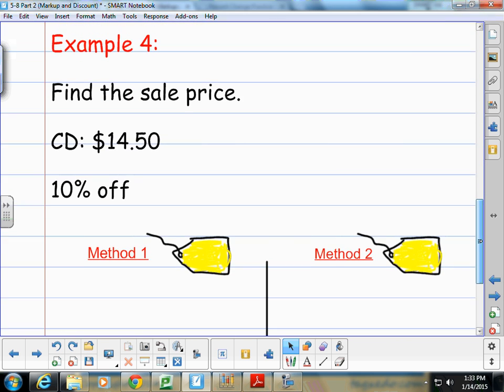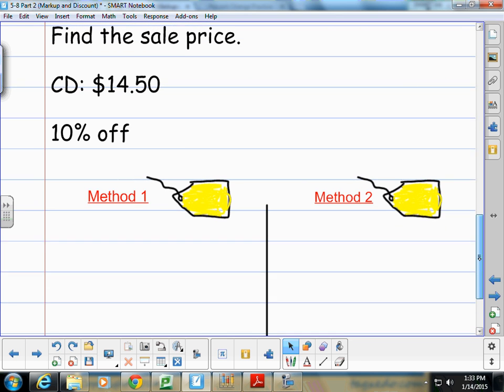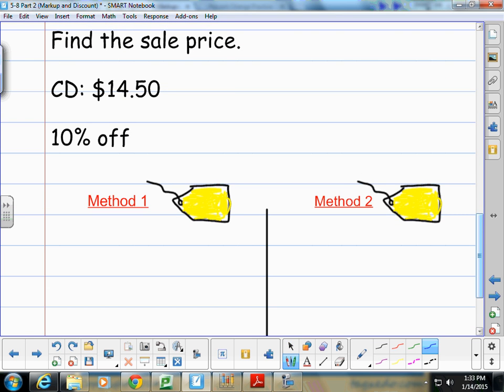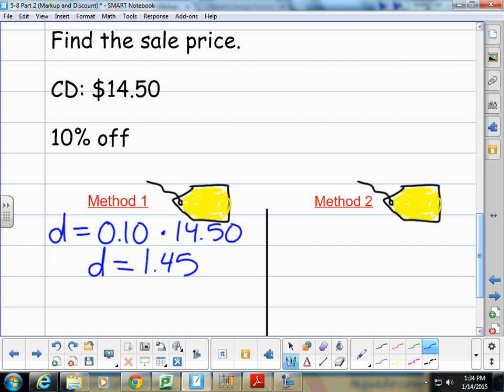So another one here. We're finding the sale price if a CD is $14.50 and it's 10% off. Okay. Method one was to find the discount first. Okay. So we're wondering what is 10% of 1450? I know that multiplying by 1/10 is really just moving the decimal one to the left. So you get your calculator too. Discount then is $1.45. That's the discount. We're looking for the sale price.